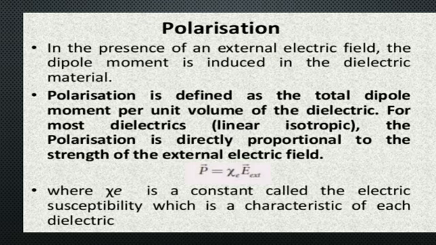அதாவது எக்ஸ்டர்னலாக எலக்ட்ரிக் ஃபீல்டு டைஎலக்ட்ரிக் மெட்டீரியல் அப்ளை பண்ண உடனே டைபோல் மொமெண்ட் ஆட்டோமேட்டிக்காக இன்டியூஸ் ஆகுது. We know the dielectric materials like quartz, mica, glass. When we apply an external electric field, immediately the dipole moment is induced inside the material. Now come to the definition of polarization.